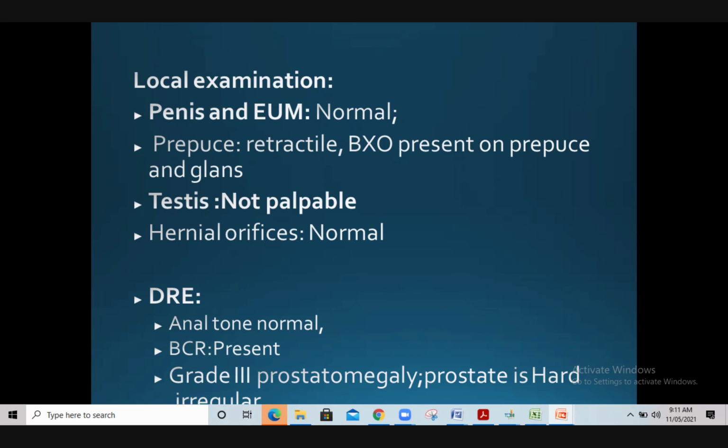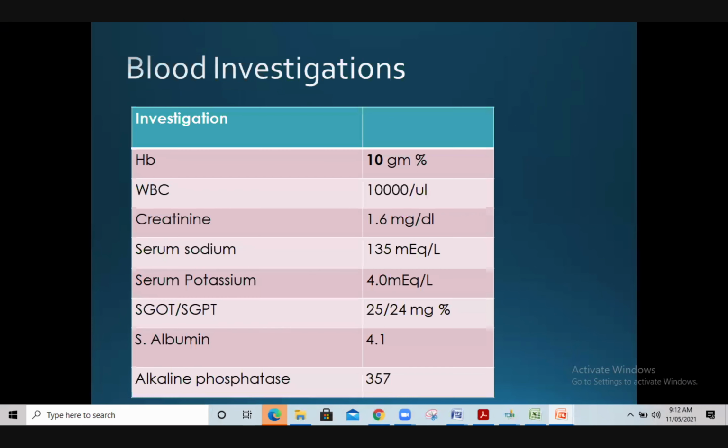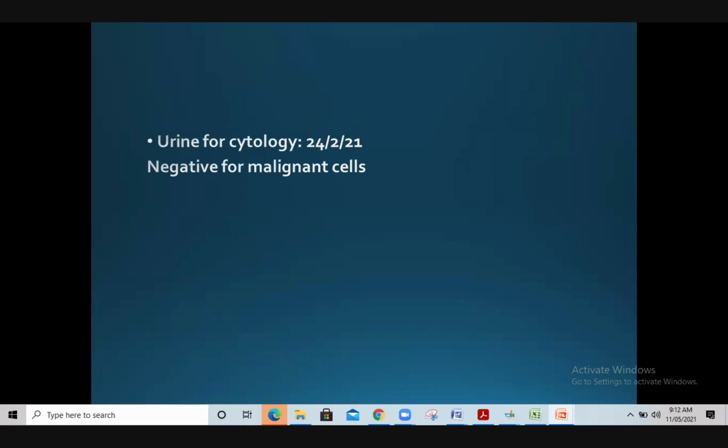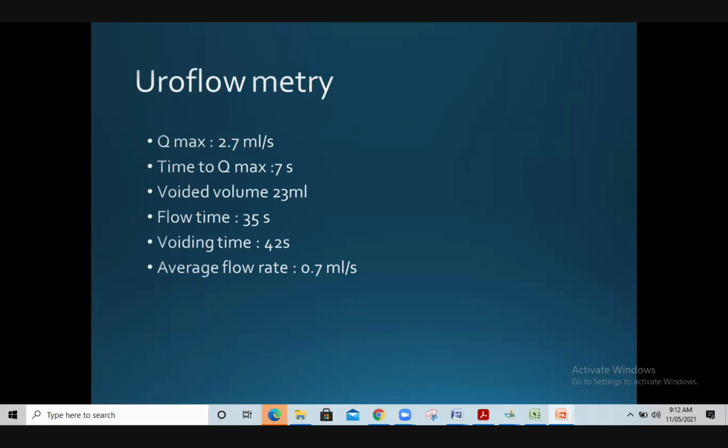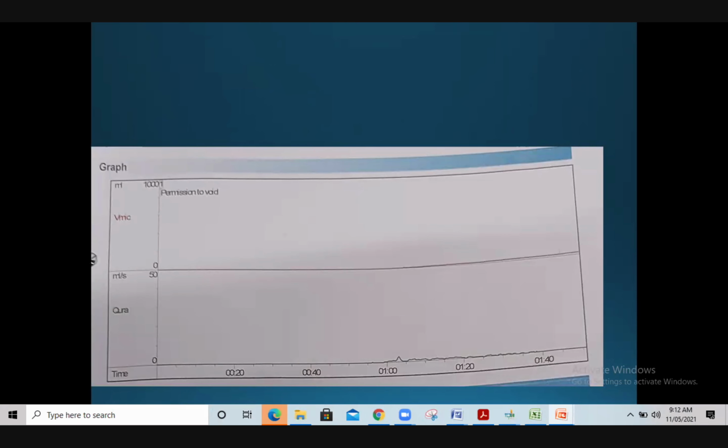I would like to know hemoglobin, creatinine, serum PSA, and I would like to see the uroflow pattern. Patient has hemoglobin of 10, creatinine of 1.6, and PSA is more than 100, and this is the flow pattern.